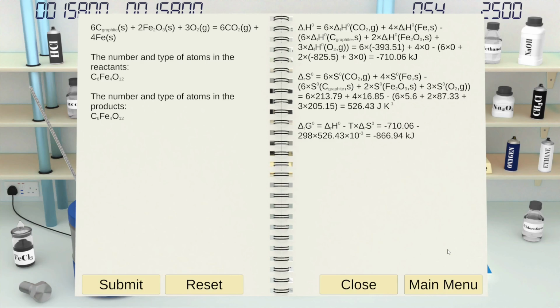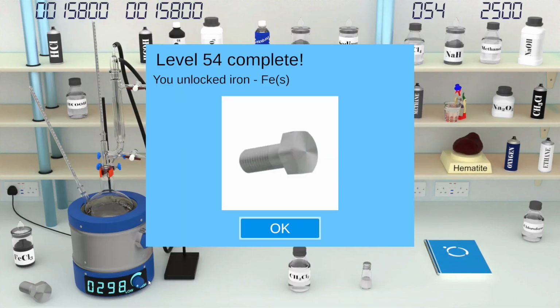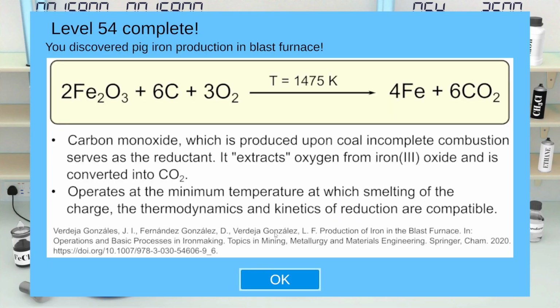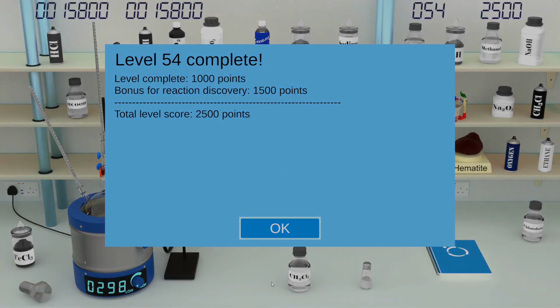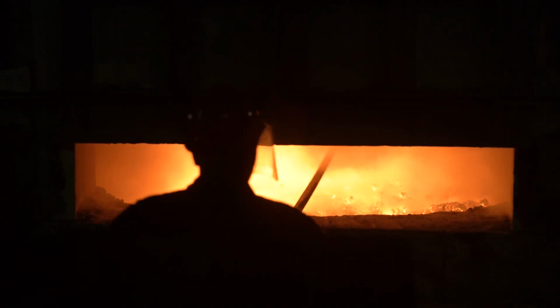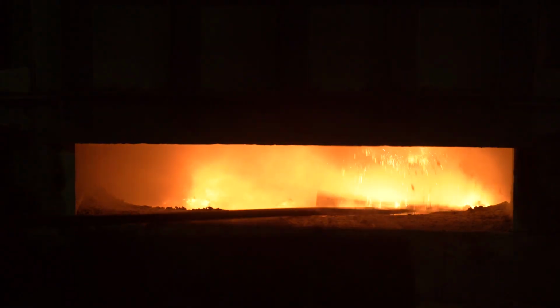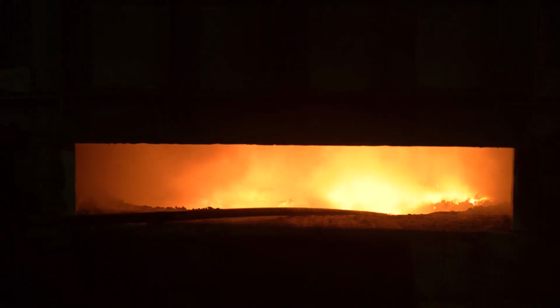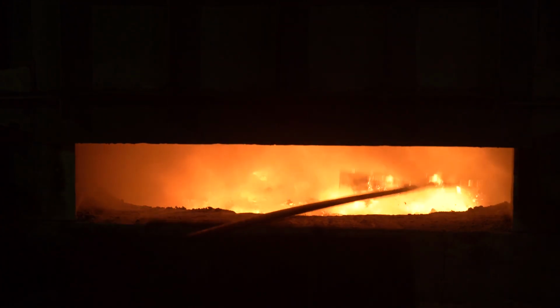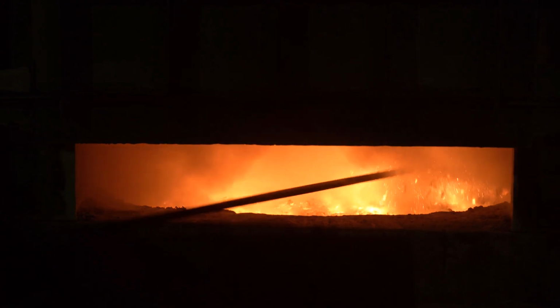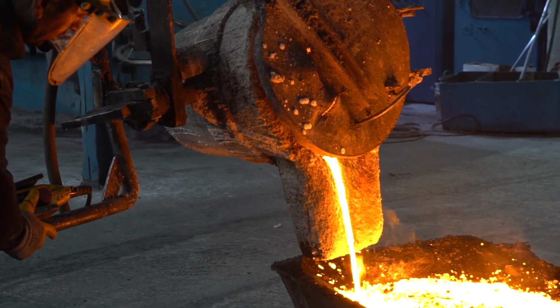This combination of delta S and delta H values gives delta G minus 867 kilojoules at 298 Kelvin. This means that the reaction between iron(III) oxide, carbon and oxygen that yields iron and carbon dioxide is spontaneous. Given that delta S is positive, in a real blast furnace, the reduction of iron(III) oxide is conducted at temperature higher than 298 Kelvin. This is done to shift equilibrium towards the products to a greater extent, increase reaction rate, and intensify the process.